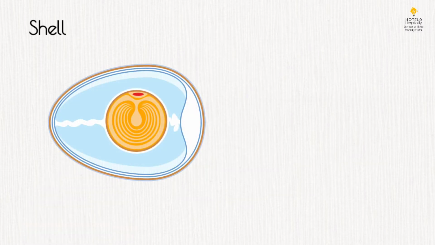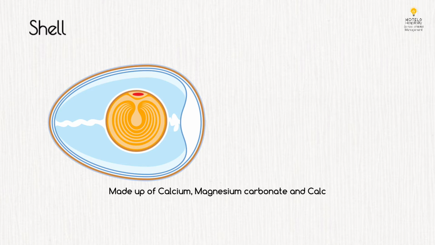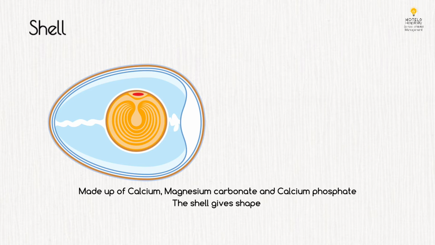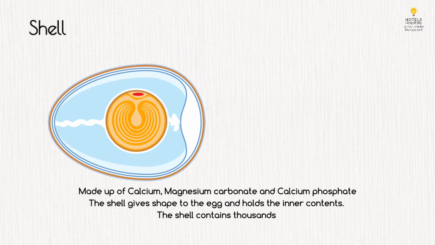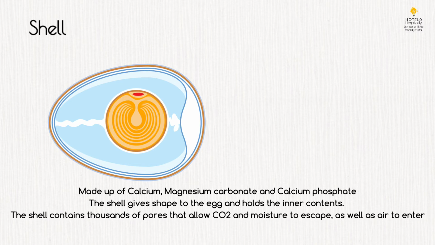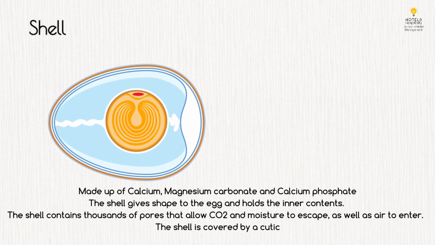The shell is the outer covering of an egg, and is either white or brown. It is the outer hard covering of the egg and is made up of calcium carbonate, magnesium carbonate and calcium phosphate. The shell gives shape to the egg and holds the inner contents. The shell contains thousands of pores that allow CO2 and moisture to escape as well as air to enter.